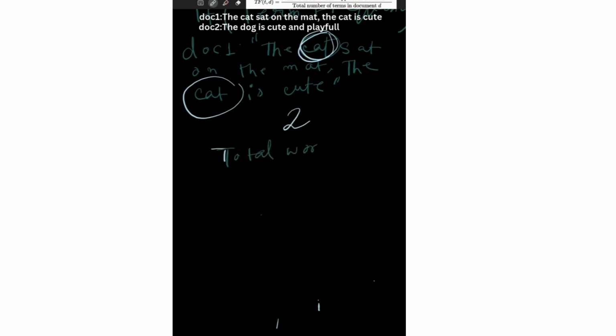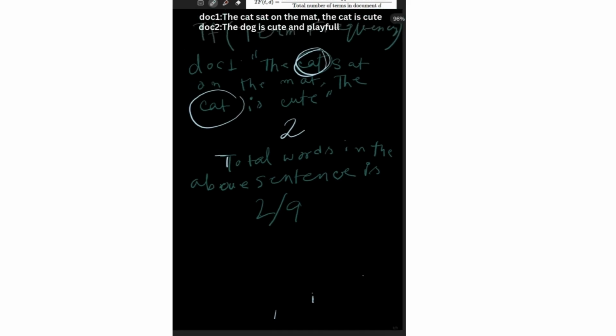Total words in the above sentence: you have to count 1, 2, 3, and this way we can count 5, 6, 7, 8, 9. So our total word count is 9. So it is 2 by 9, right? So this is our term frequency. This way you can calculate a term frequency.